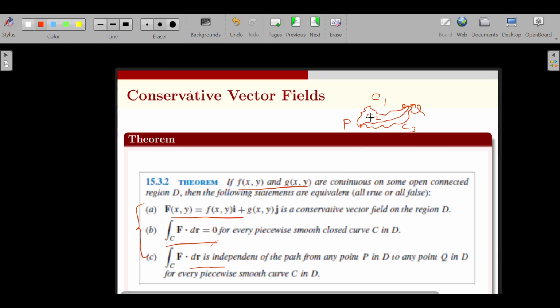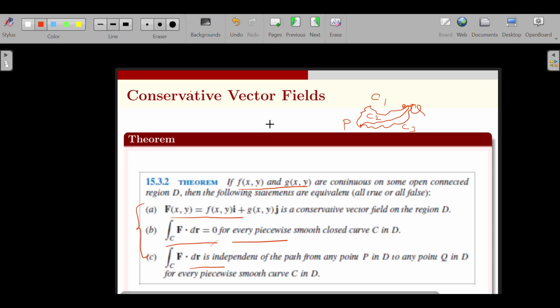And conversely, if there exists a field which has the property that the work done to move a particle from a point to any other point is independent of the path, then that particular force will be conservative. So that is the meaning of equivalence. Now what does the second statement say? The line integral over C of F dot dr equals 0 for every piecewise smooth closed curve C in D.